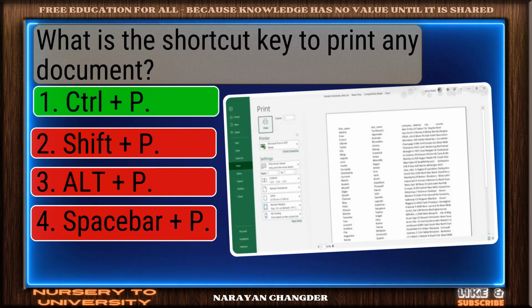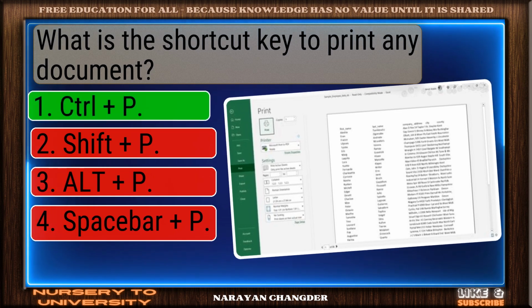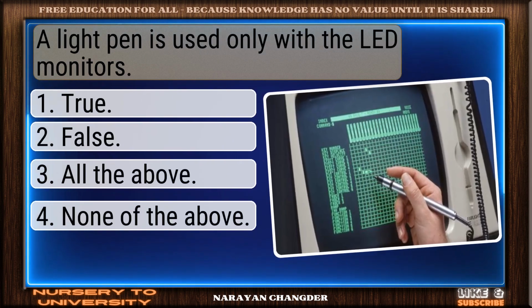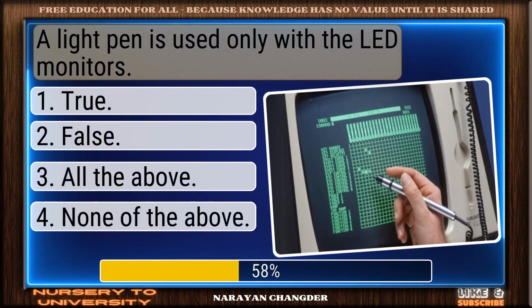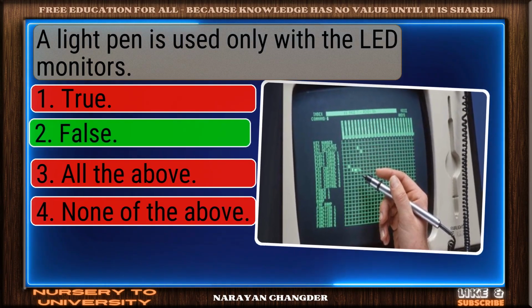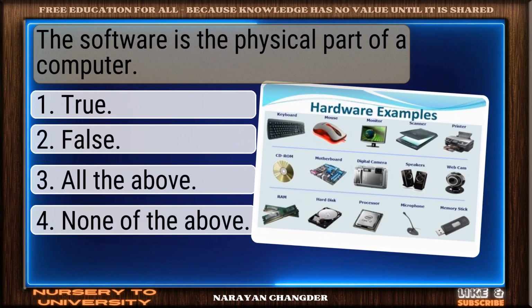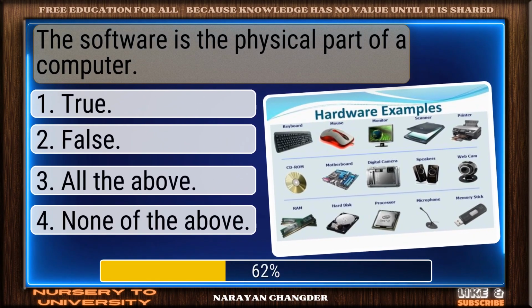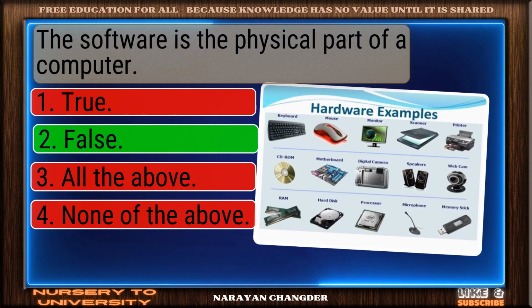Nice selection. Ctrl plus P is the correct and valid answer. A light pen is used only with the LED monitors. Excellent. False is a brilliant choice. The software is the physical part of a computer. Perfect. False is the correct choice.